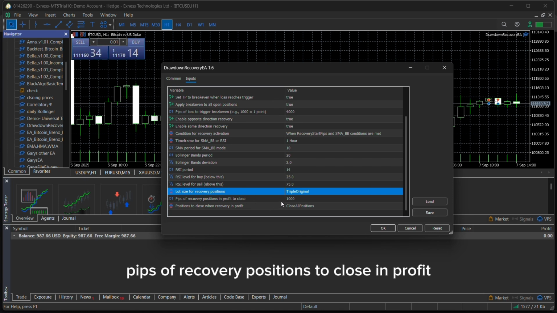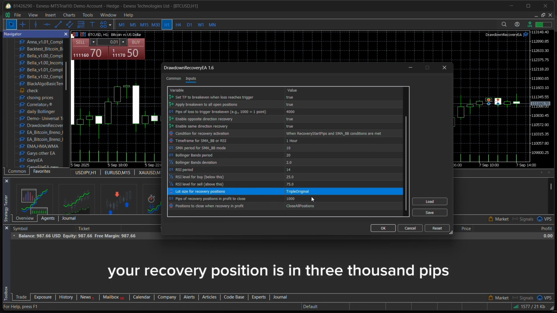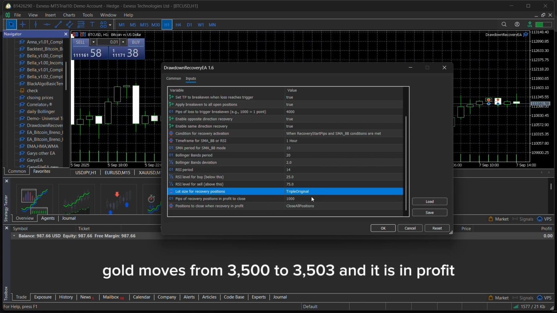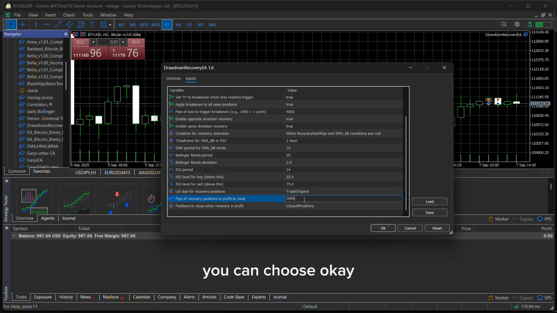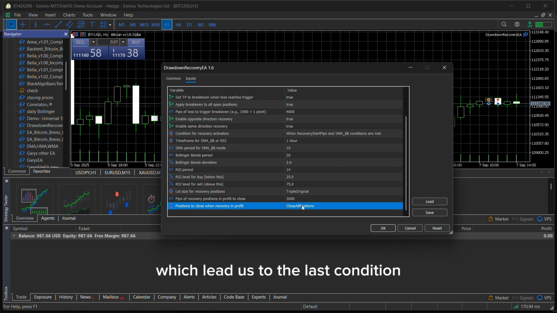Pips of recovery positions to close in profit. This one is the pips at which your recovery position will be in profit. So for instance, your recovery position is at 3,000 pips, let's say 3 points. For instance, gold moves from 3,500 to 3,503 and it is in profit. You can choose, okay, we'll use 3,000. So you will secure your profits for your drawdown or for all your positions.